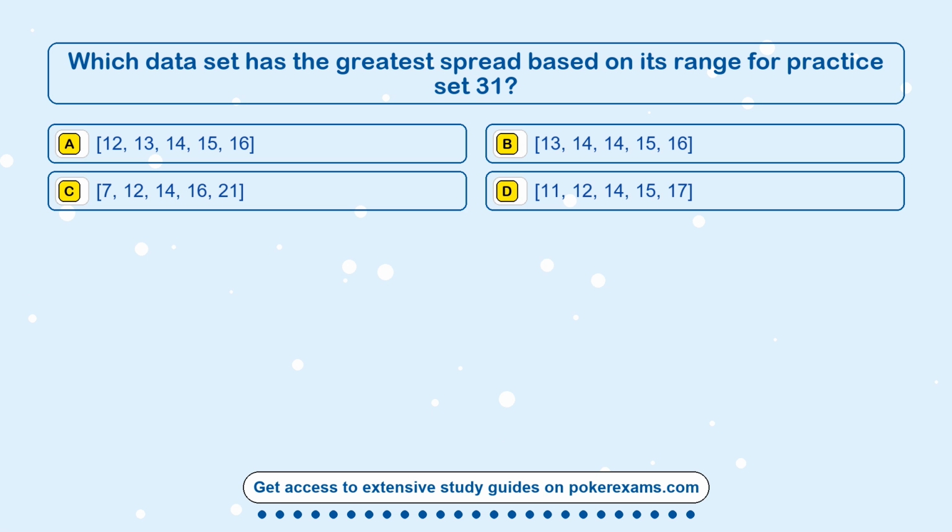Question 21. Which data set has the greatest spread based on its range for practice set 31? Option A 12, 13, 14, 15, 16. Option B 13, 14, 14, 15, 16. Option C 7, 12, 14, 16, 21. Option D 11, 12, 14, 15, 17.